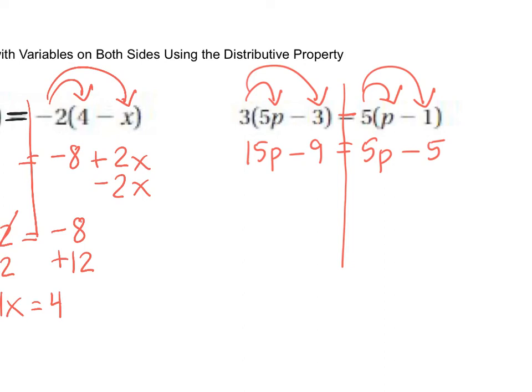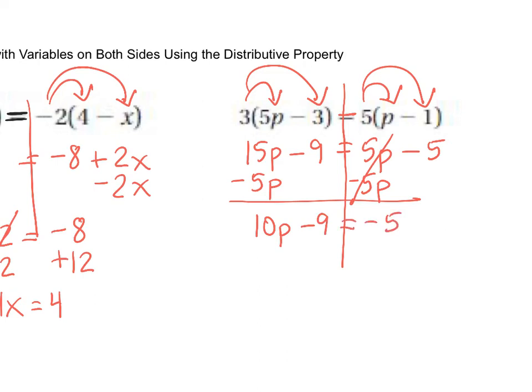I always move my numbers with fewer. So think about if you were moving people, would you move 15 people or 5 people? I would move 5, so I would subtract 5p from both sides. Just a little easier and quieter to move 5 people than 15. So you have 15 minus 5 gives you 10p minus 9 equals negative 5. Now you need to get your p's by themselves, so you're going to add 9 to both sides. 10p equals 4. Now I need to divide both sides by 10, and p equals 4/10.